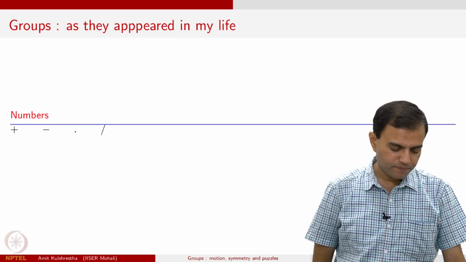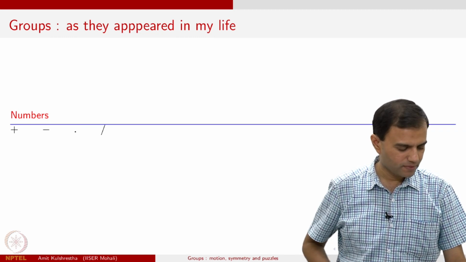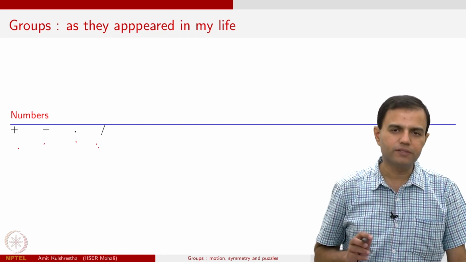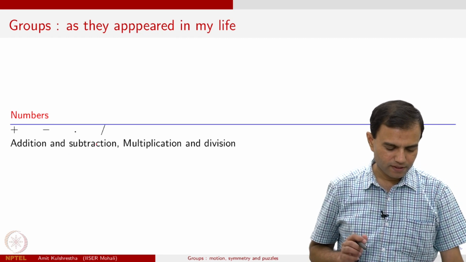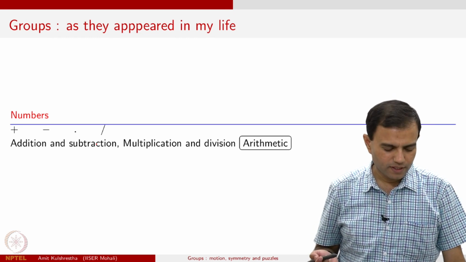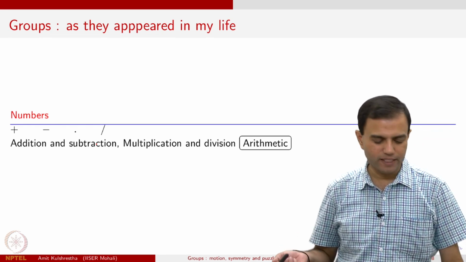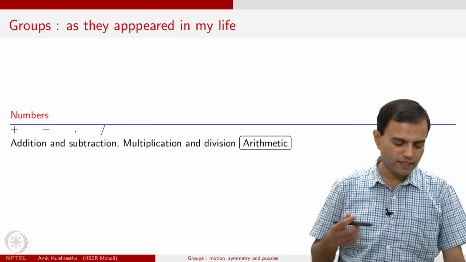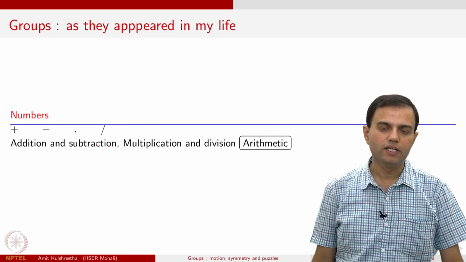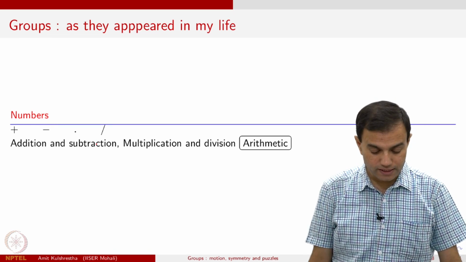And when we grew, maybe when we were in primary school, we saw these operations: addition, subtraction, multiplication and division. And what is there is arithmetic. So if you have two numbers, you add those numbers, it's again a number. So let's take the set of numbers to be, say, the set of integers. If you add two integers, it remains an integer. If you subtract one integer from another integer, it remains an integer.